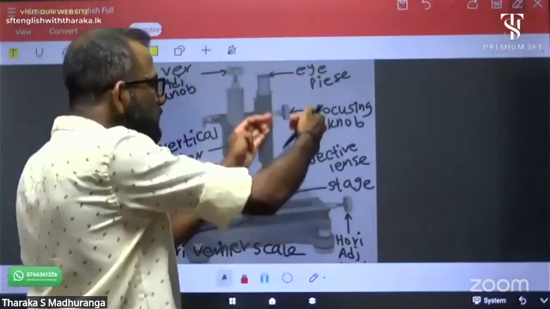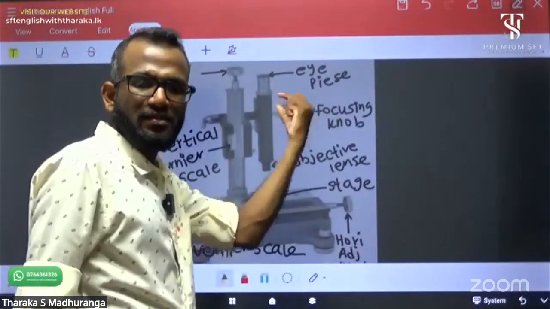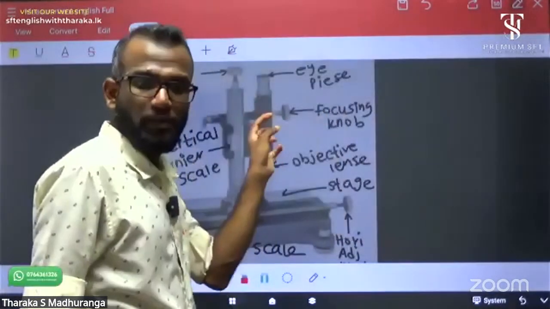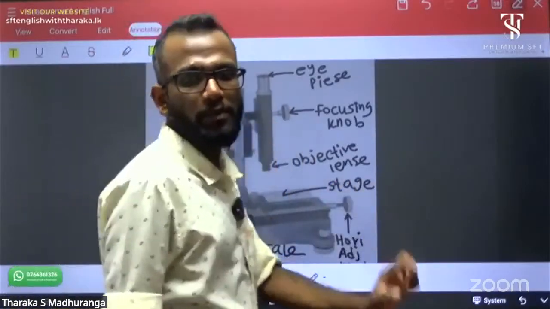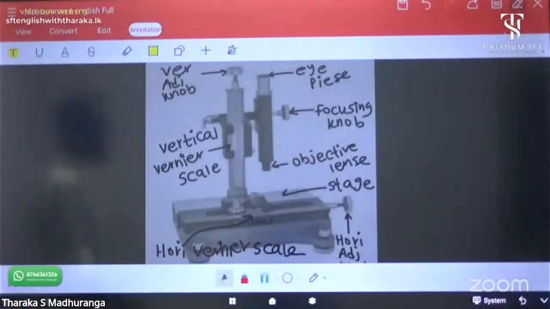And this full part is a microscope, right? This with two objects, and the middle part we call the focus tube, and the focusing knob. All parts are the microscope.